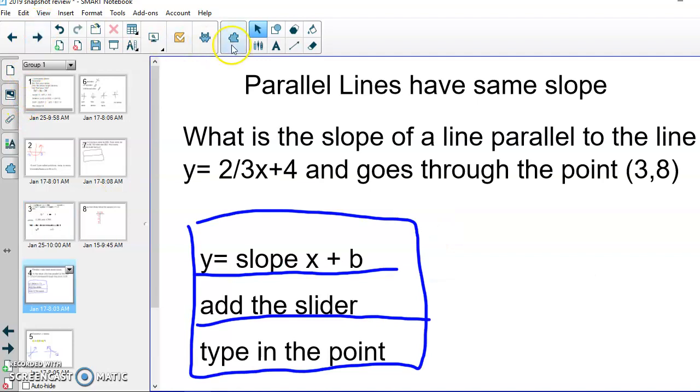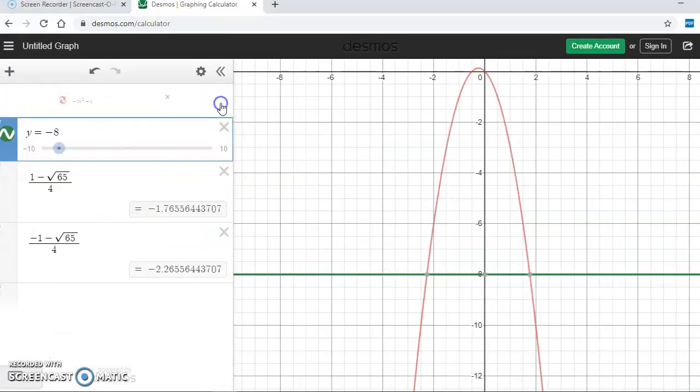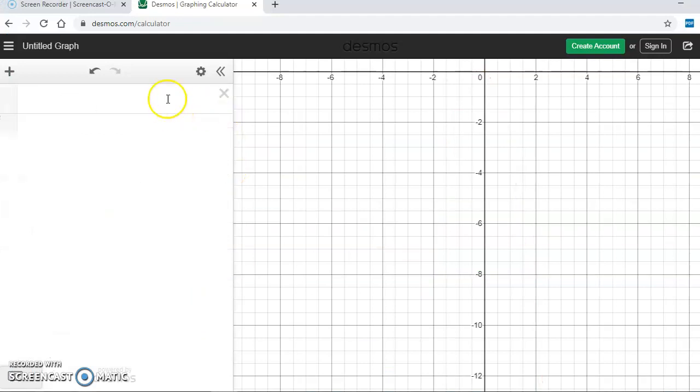All right, next one. So parallel lines have the same slope, okay? And this problem says, what is the slope of a line parallel to the line 2/3x plus 4, and it goes through the point 3,8. So when I type this in Desmos, I need to type in y equals whatever my slope is, x plus b. I add my slider and I type in the point. So let's go to Desmos and see what that would look like.